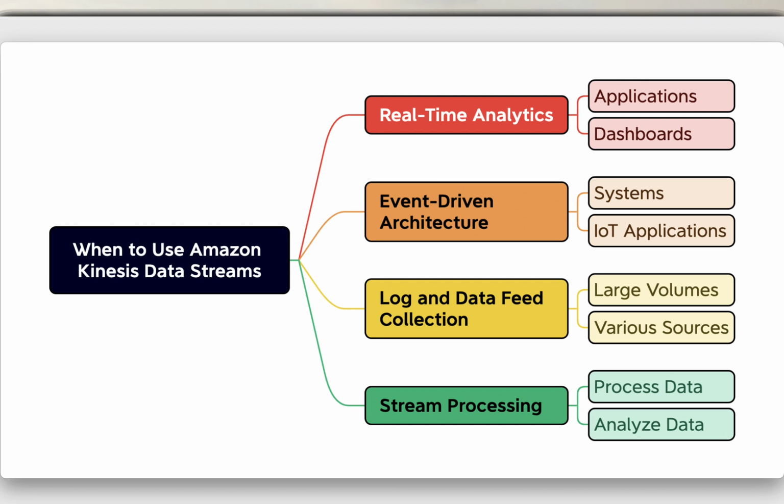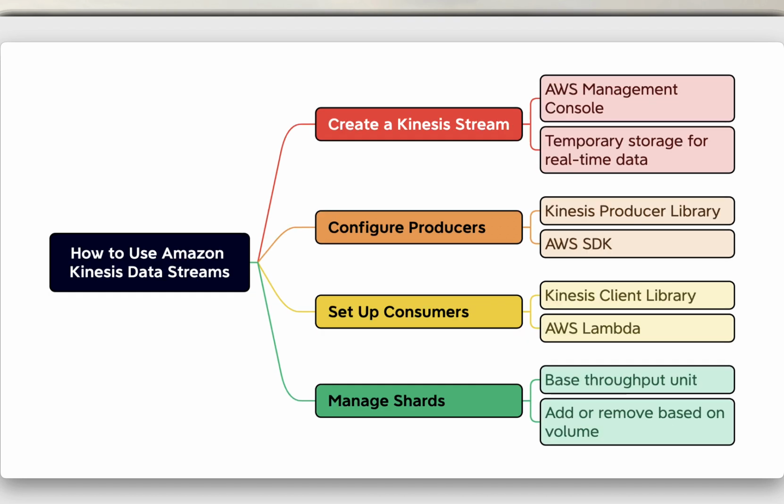When to use Amazon Kinesis Data Streams. 1. Real-time analytics: use Kinesis data streams for applications that require real-time analytics and dashboards. 2. Event-driven architecture: it is ideal for systems that rely on event-driven architecture, such as IoT applications. 3. Log and data feed collection: suitable for gathering large volumes of logs, feeds, or data from various sources. 4. Stream processing: it is designed for applications that need to process or analyze data as it arrives, before storing it.